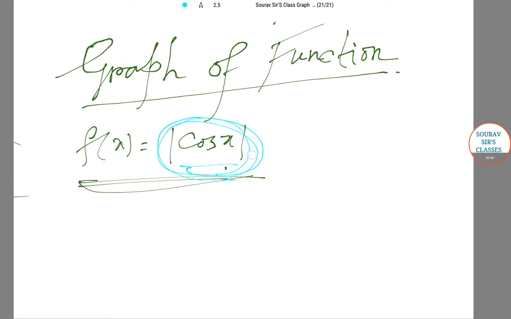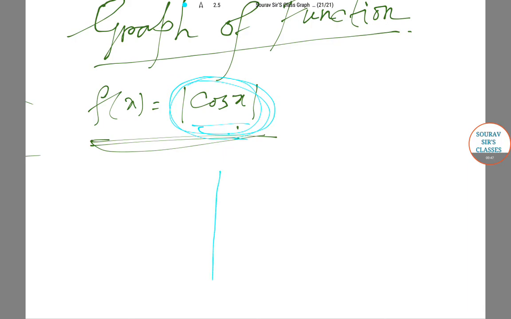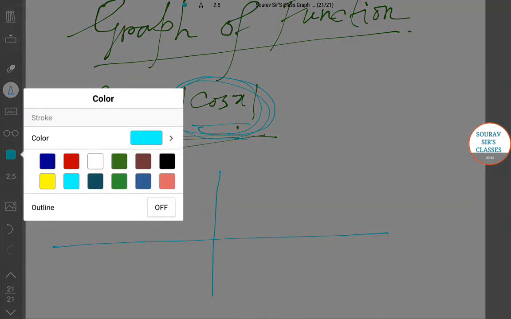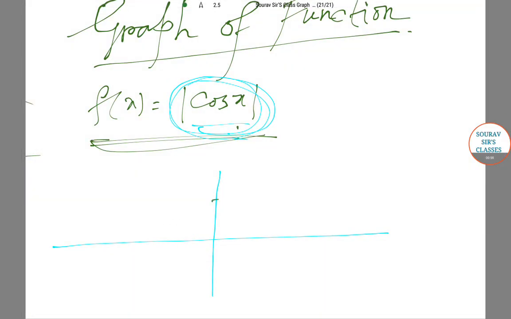First we will draw the graph of cos x, and that will be like this. At x equal to 0, cos x equal to 1, and cos x is 0 when x equal to pi by 2. Then it is going like this.